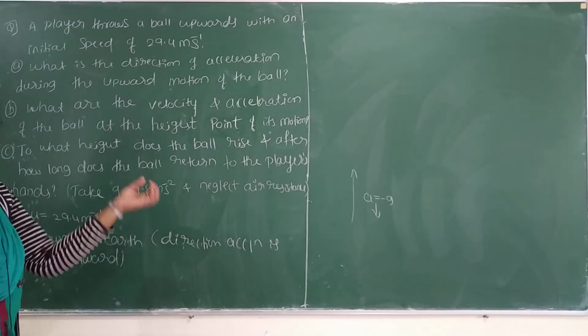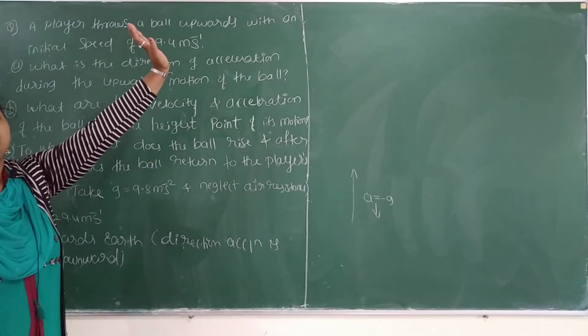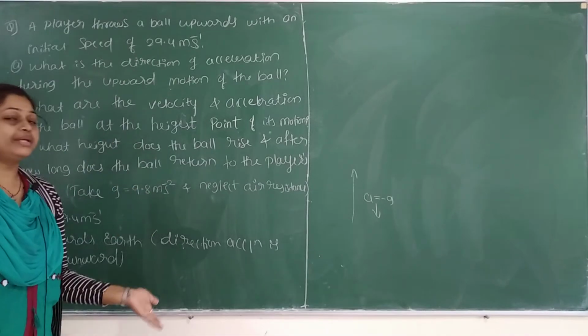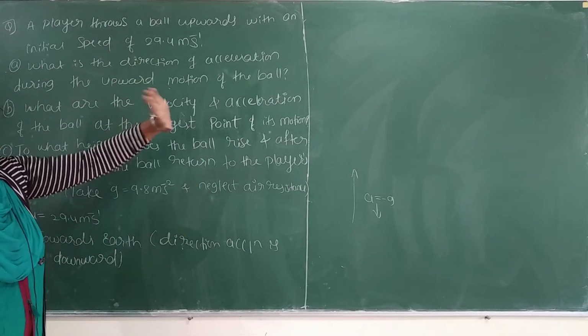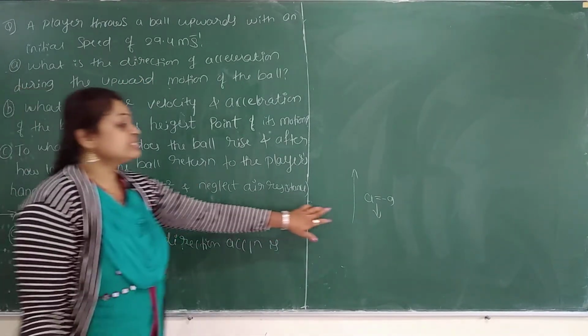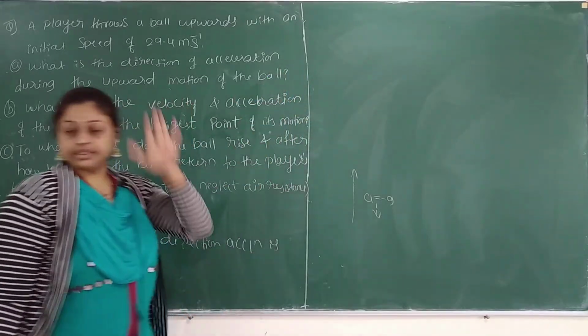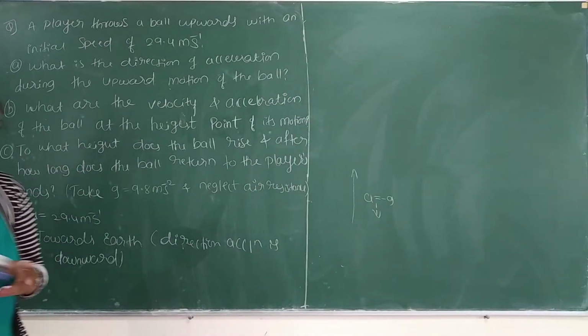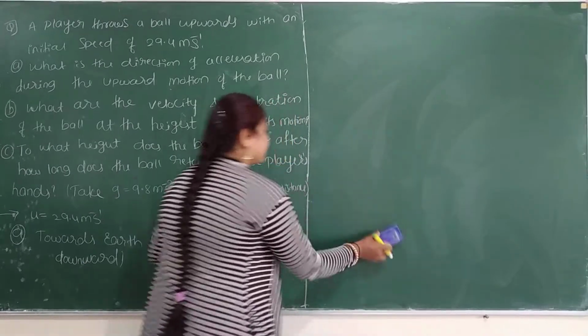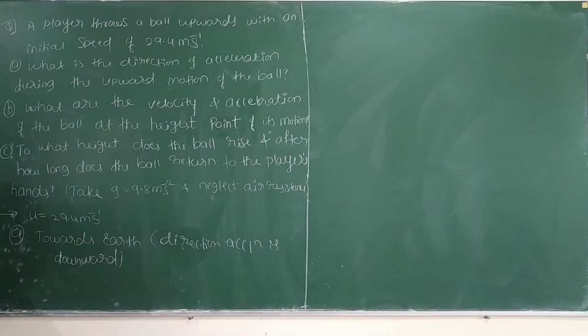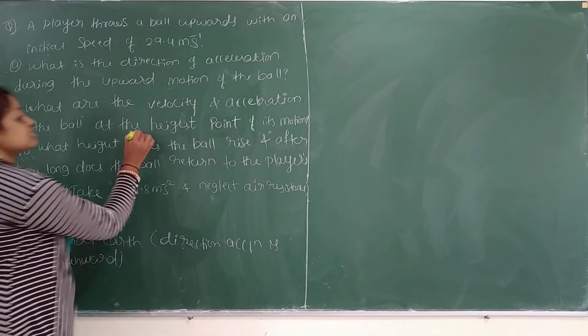So whenever you are throwing any object in the upward direction, or vertically upward, then its acceleration is always negative, that is downward. So the acceleration direction is downward, or you can write towards earth. Next question, what are the velocity and acceleration of the ball at the highest point?